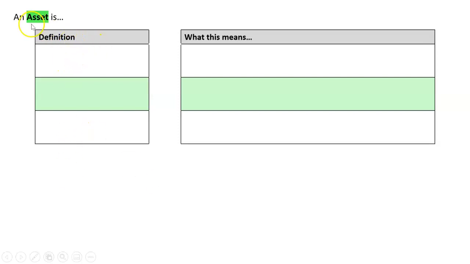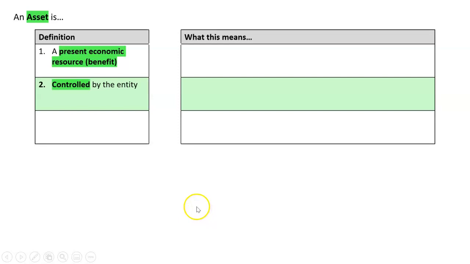So whenever we get asked, we're going to say an asset has three parts. The first part is a present economic resource or benefit. The second part is it's got to be controlled by the entity or the business. And the third part is it's got to have arisen as a result of a past event. So we want to know this definition, but we want to be able to explain what it means because these words are a bit clunky and a bit formal.